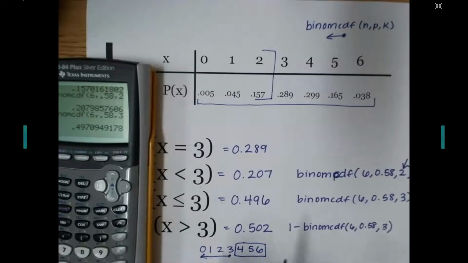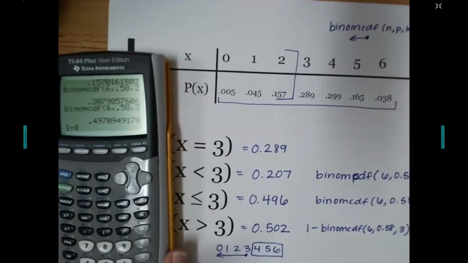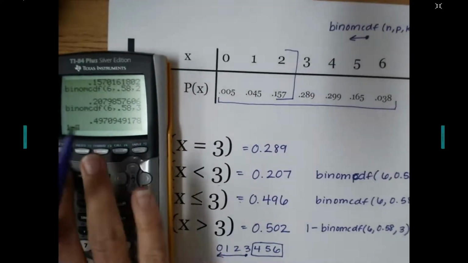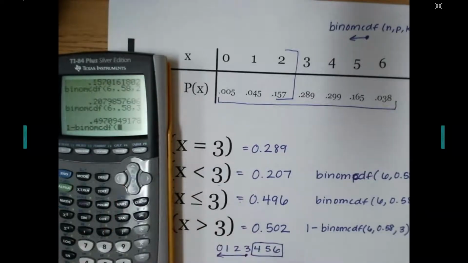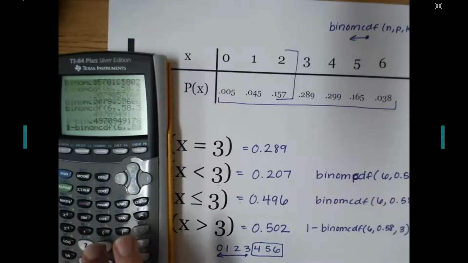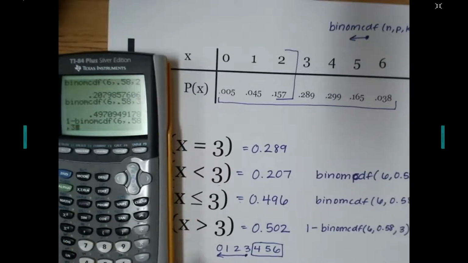Okay? So I can do the whole operation as 1 on my calculator. I can say 1 minus, second vars, go down to binomial CDF, total number 6, probability of success is 0.58, and I'm subtracting away 3 and below. Is that pretty close to what we found when we did it by hand?